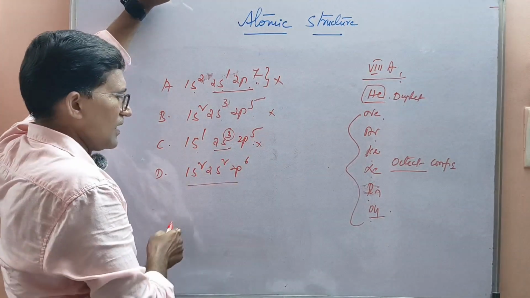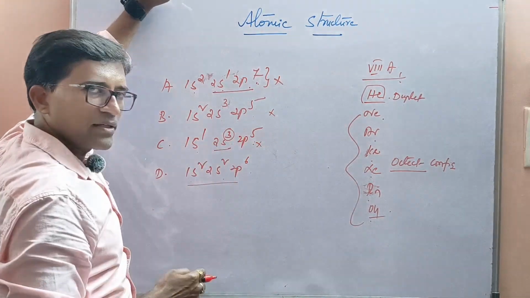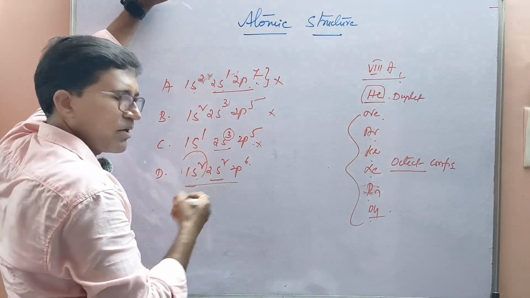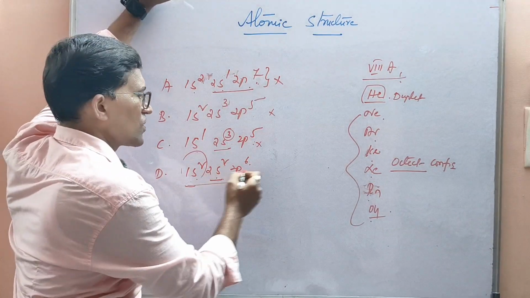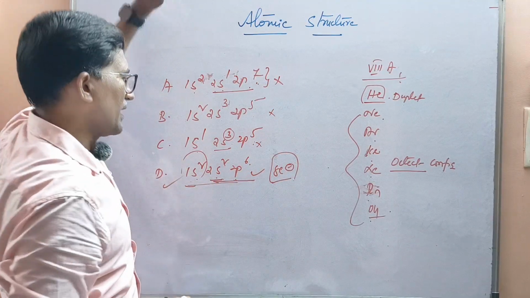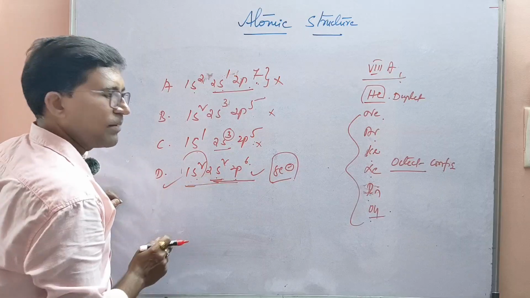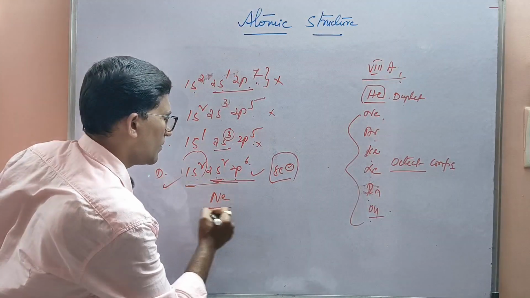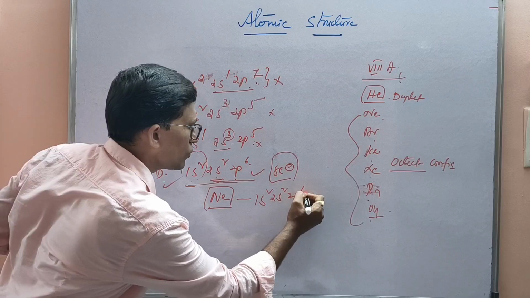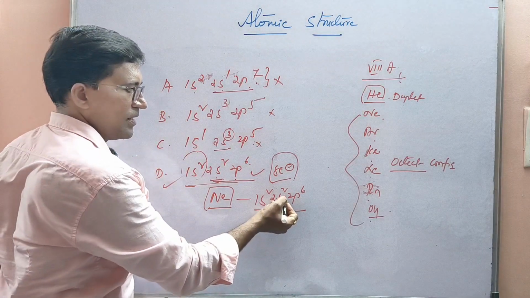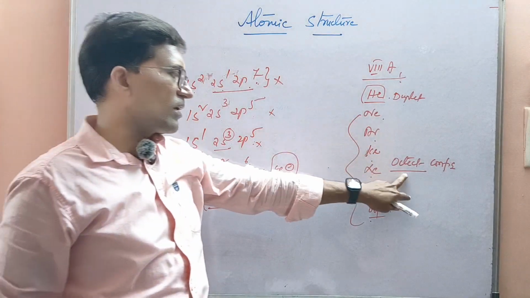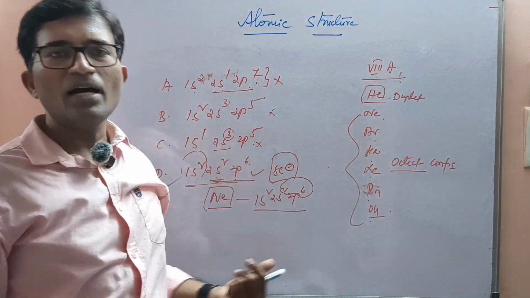But in this case, D, 1s2, 2s2, 2p6, you got it. First shell, satisfied. Second shell, you got 2 plus 6. S maximum 2, perfect. P maximum 6, perfect. So it has 8 electrons in the last shell. Hence, it is a perfect inert gas. If you want the name, that is neon. The element name is neon. Configuration is 1s2, 2s2, 2p6. Perfect inert gas because 8 electrons are present in the last shell, hence it has octet configuration. Because of that, it is an inert gas.